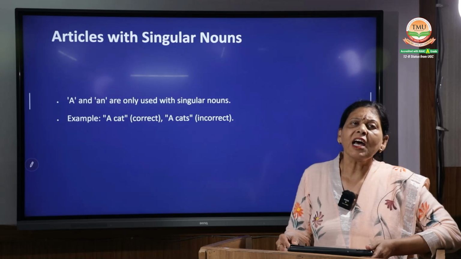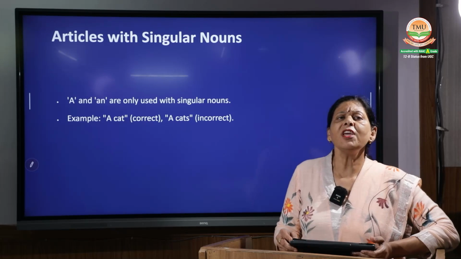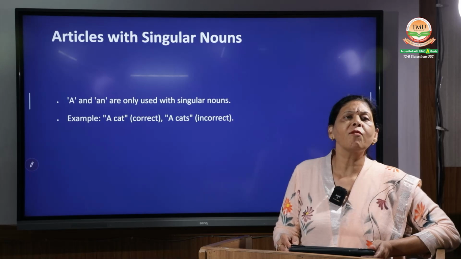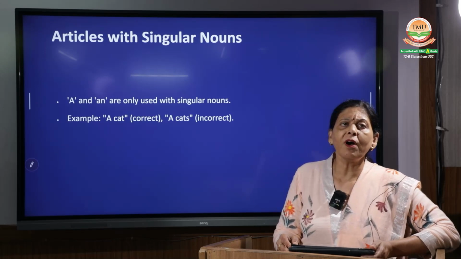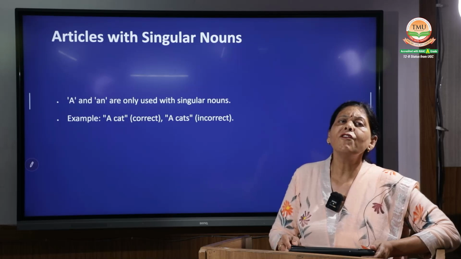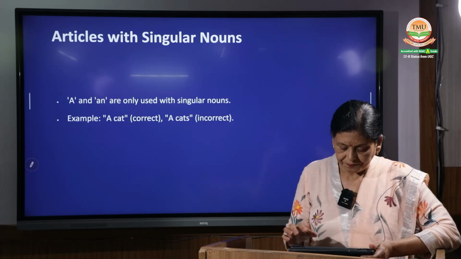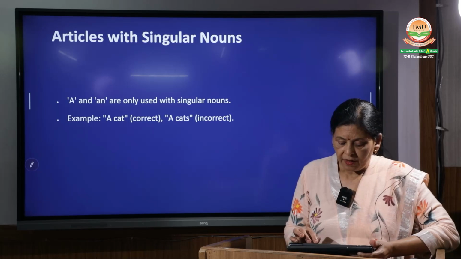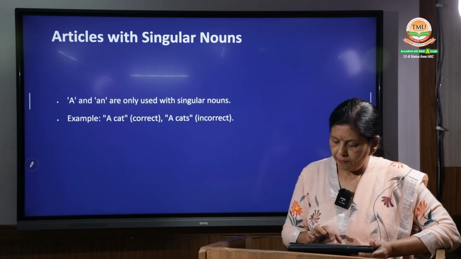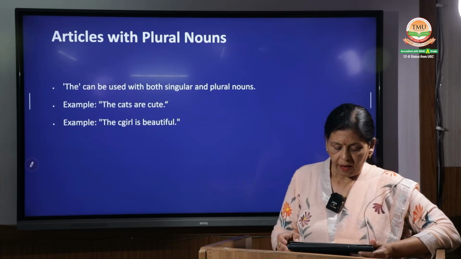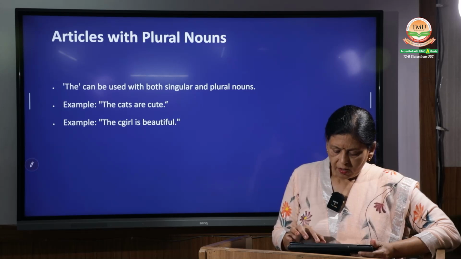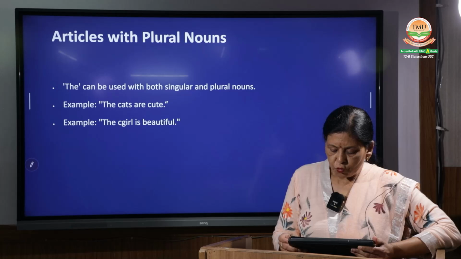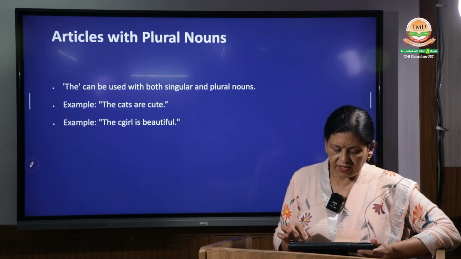Okay, so for such words we have to change the articles. We have to be very particular about the words in front of which we place the articles. Now, choosing between a and an, we have discussed this.